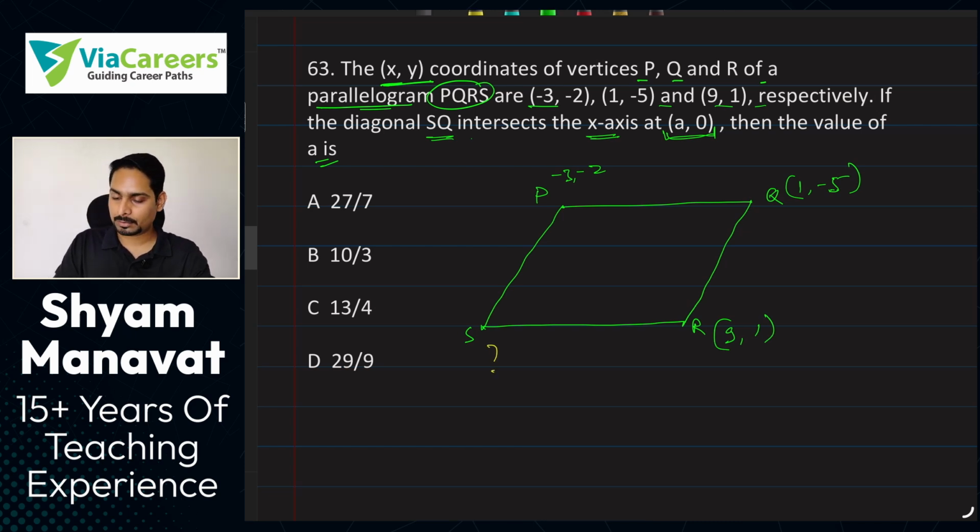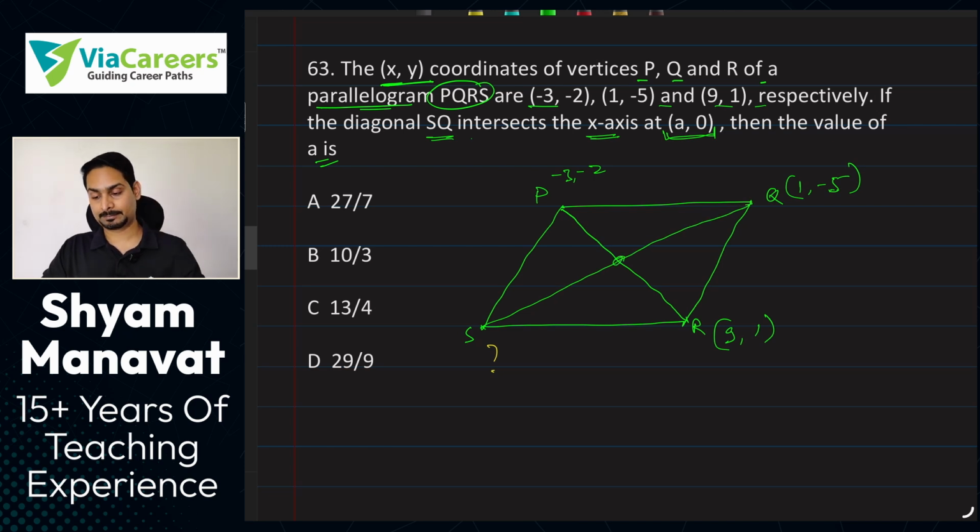Now, a parallelogram has a property that its diagonals bisect each other. So let's say M is the midpoint of PR and SQ. Keep this in mind. Because it is the midpoint of both, what can we say? The coordinate of M should be common. So the coordinate of M should be common.